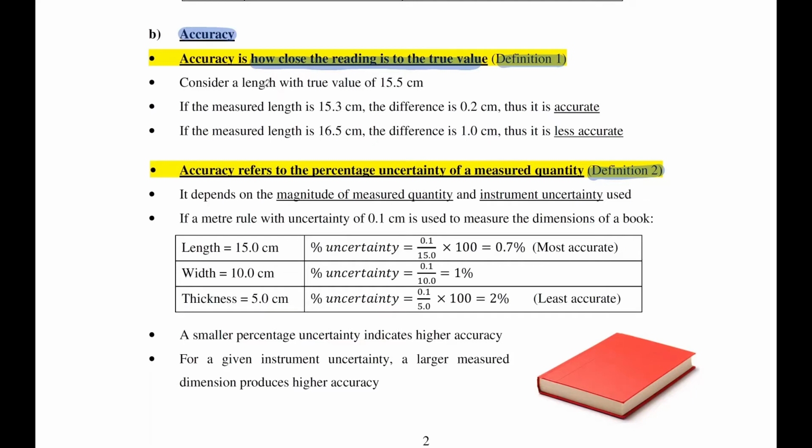Now, as an example, consider a length with a true value of 15.5 centimeter. We take measurements of the length and we obtain readings of 15.3 centimeter and 16.5 centimeter. We would say that the reading of 15.3 centimeter would actually be accurate because the difference between that reading and the true value is only 0.2 centimeter. Whereas for the reading of 16.5 centimeter, we would say that it's actually less accurate because the difference between that reading and the true value is larger at 1 centimeter.